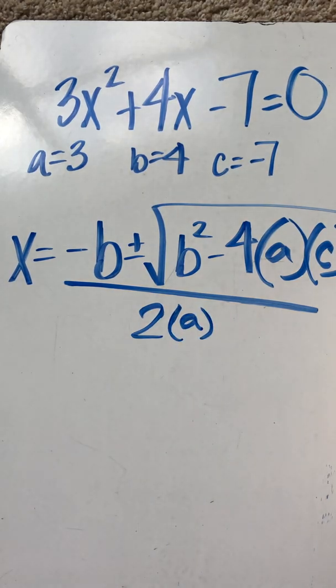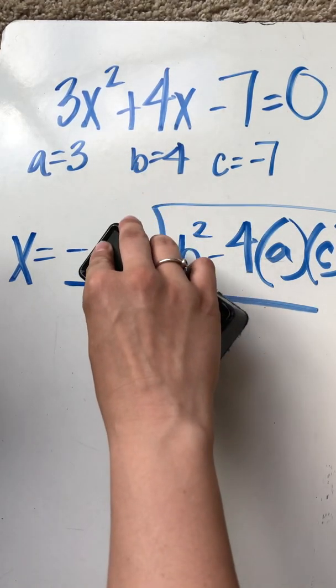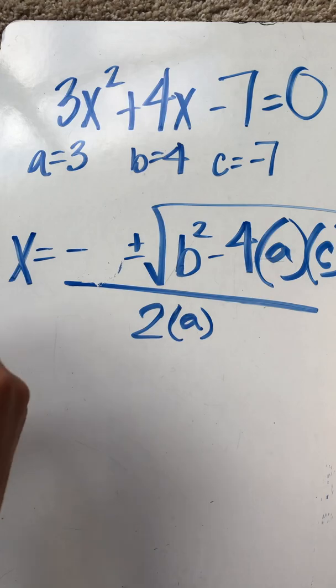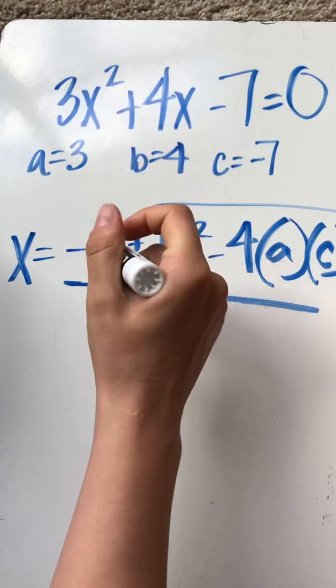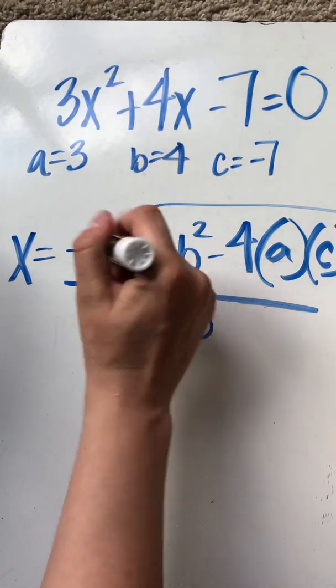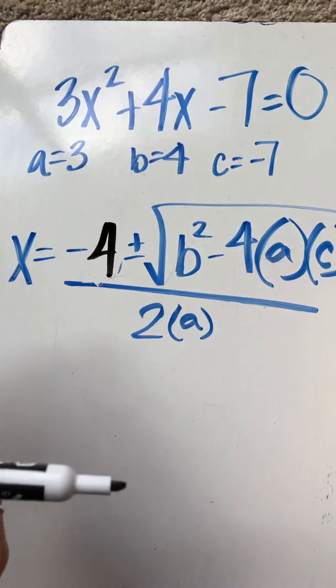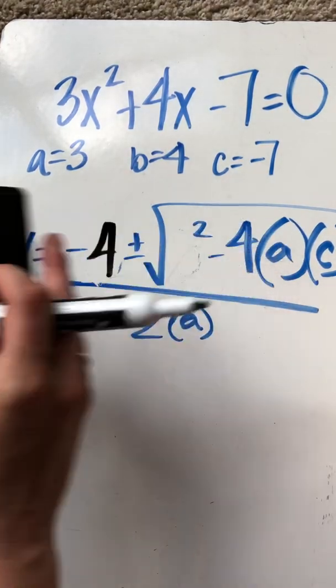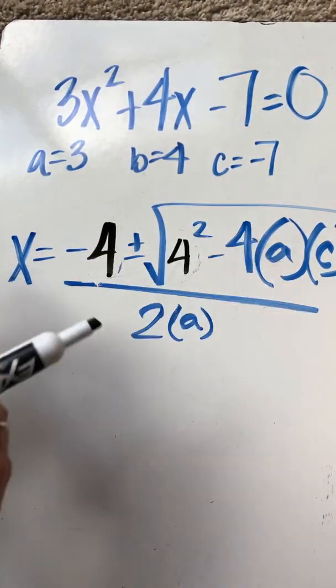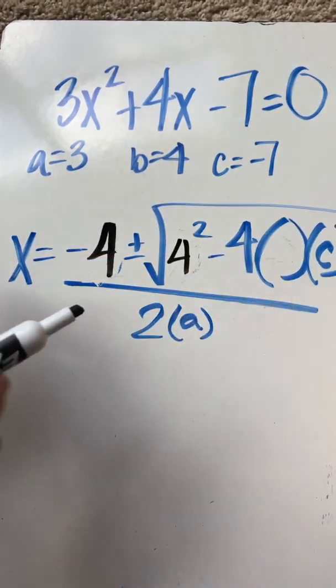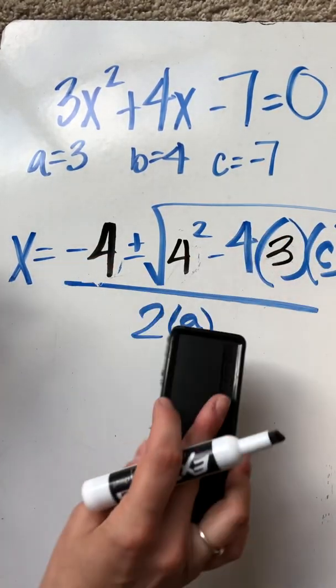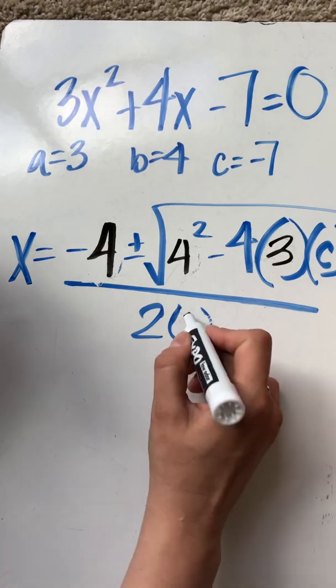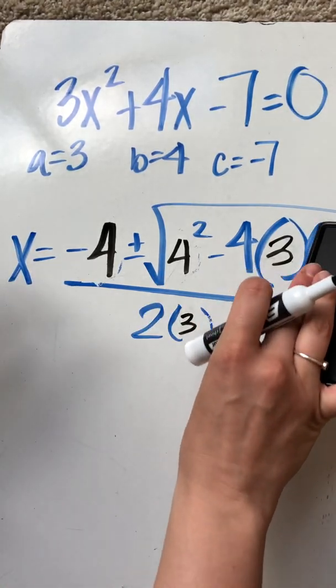So now what I want to do is plug in the numbers into their spots. So that means that instead of -b, I'm going to have -4, right? Because b is 4. And over here, instead of b squared, I'm going to have 4 squared. Instead of 4 times a, 4 times 3. Instead of 2 times a, 2 times 3. And instead of c, I need to put -7.